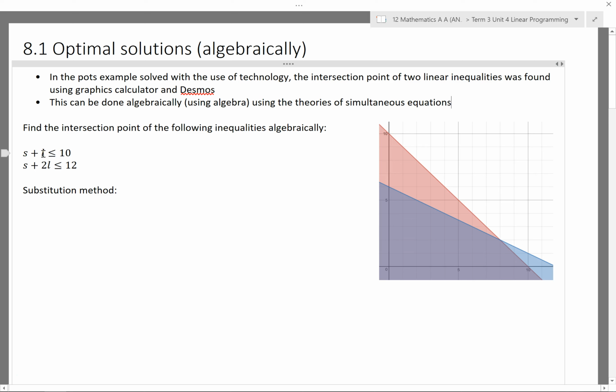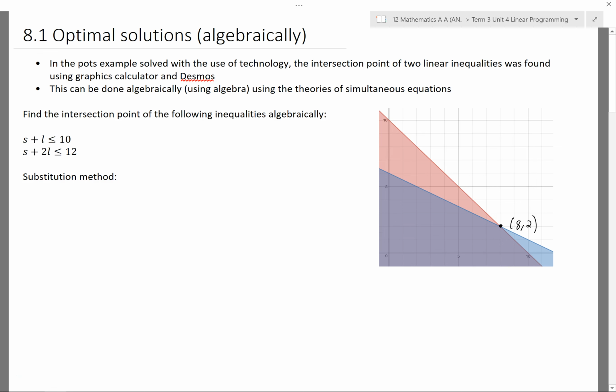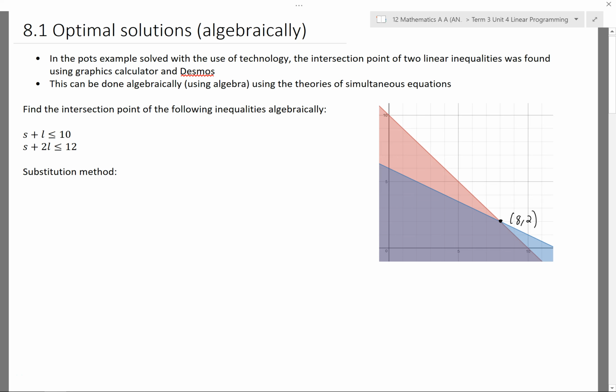I've used S's and L's instead of X's and Y's, because I know that I'm not using technology, so it doesn't matter. And I'm trying to find this intersection point at 8, 2. There are a few different methods that we can use. The substitution method would be quite suitable here. I'll rewrite these two inequations as equations, changing the less than or equal sign to an equal sign. This is equation 1 and this is equation 2.